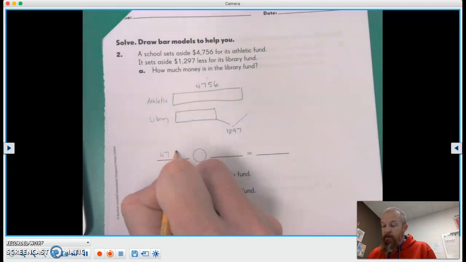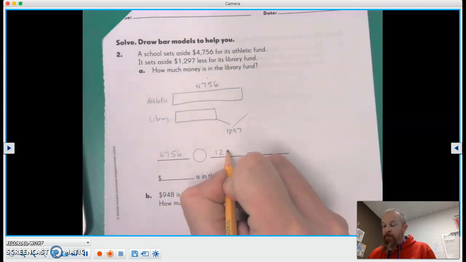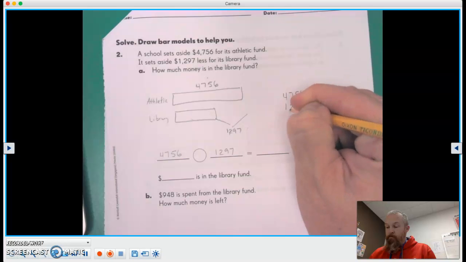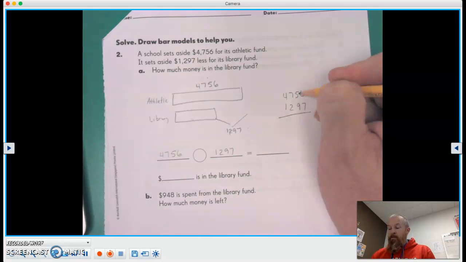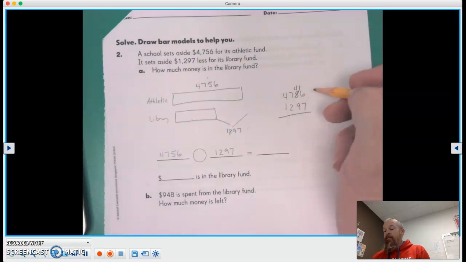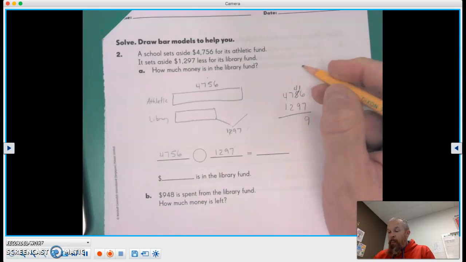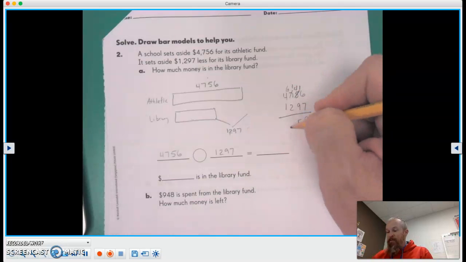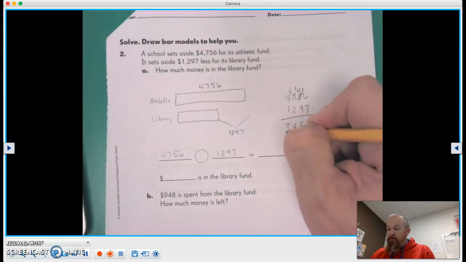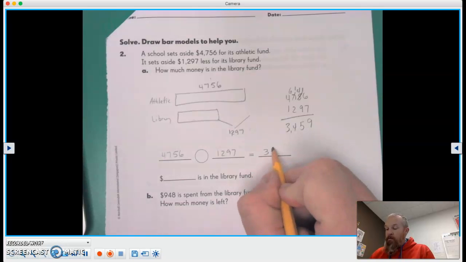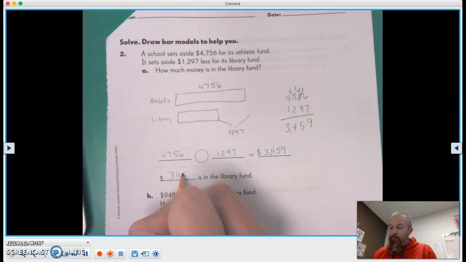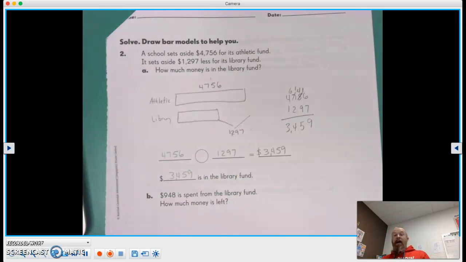So 4,756 minus 1,297. Can't do it. We have to borrow. 16 minus 7 is 9. Can't do that one either. Borrow again. 14 minus 9 is 5. 6 minus 2 is 4. 4 minus 1 is 3. So there are 3,459, and that's dollars, right? That's how much is in that fund.